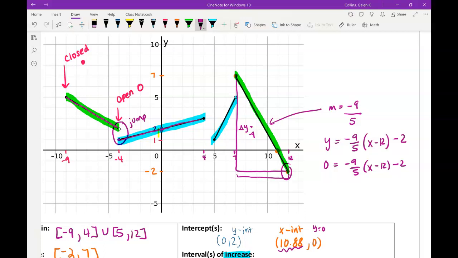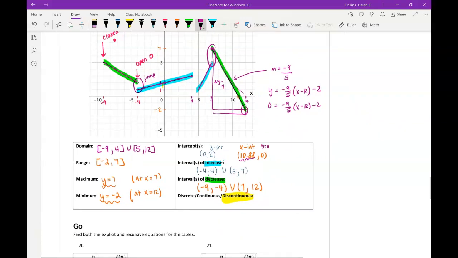As I continue over here, I not only have to pick up my pen or pencil, but I also have to move over an x value. So there's a break in our domain there. As I get here, I have another jump up to this next piece. So we call this a jump as well. And then as I keep going, I'm continuous until I get to 12. So this is a discontinuous function because of the jumps.